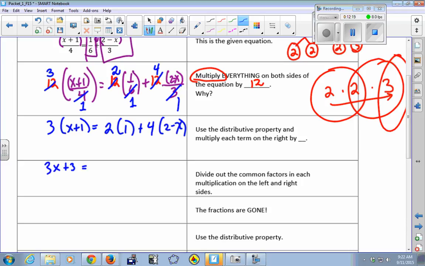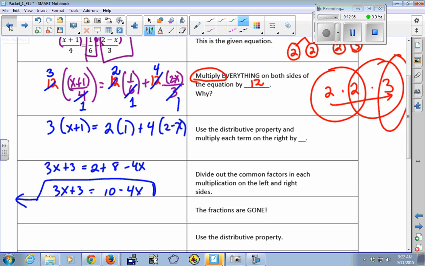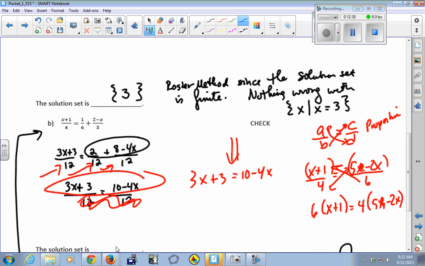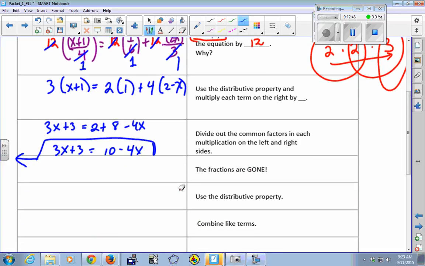3x plus 3 equals 2 plus 8 minus 4x. 3x plus 3 equals 10 minus 4x. I told you I would come back to this. So go back to the previous page. Here it is. Those are your two numerators. So why go through all this ugliness just to get to exactly the same spot you can arrive at by eliminating them? So from here, you solve the equation: 7x equals 7, x equals 1.